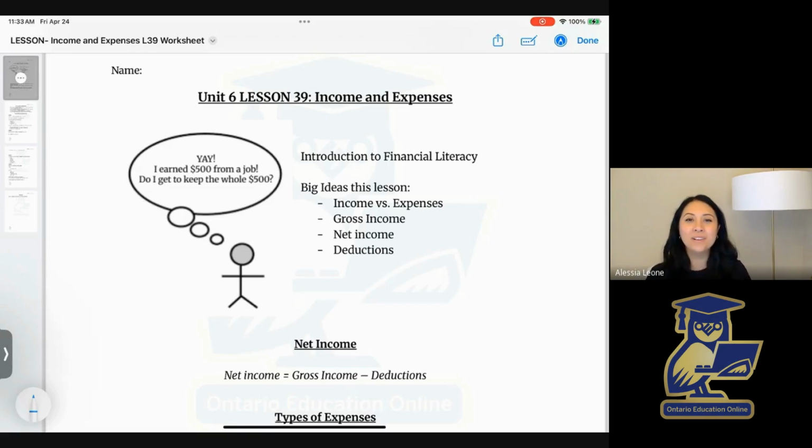Okay, everybody, welcome to lesson number 39 and welcome to unit number 6 on financial literacy. Out of all of the math curriculum, this is a very important unit. And this unit actually got added in recent years because of real life.